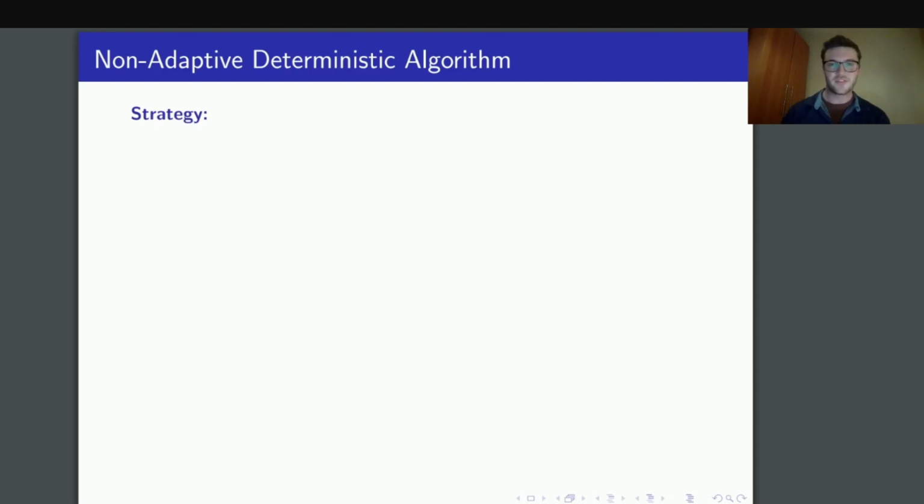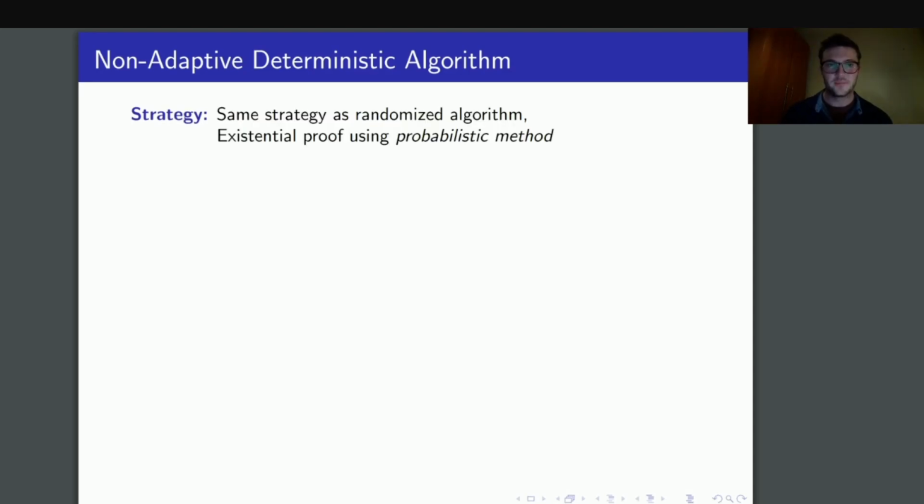For our non-adaptive deterministic algorithm, we will use the same strategy that we use for our randomized algorithm by focusing on learning the non-edges of the input graph rather than the edges, and also by constructing queries using the probability of vertex inclusion as 1 over delta plus 1. This way, we can provide an existential proof of a deterministic algorithm using the probabilistic method by showing there exists with positive probability some set of queries that reconstruct the graph exactly.